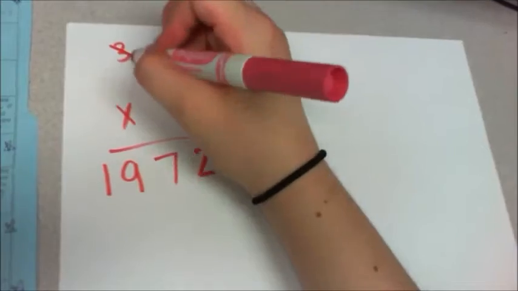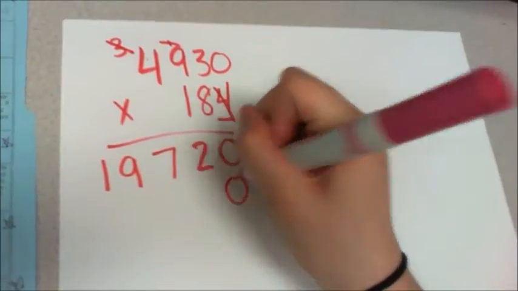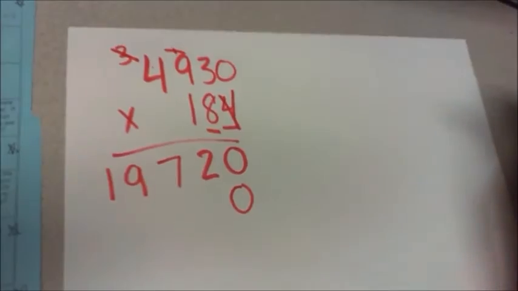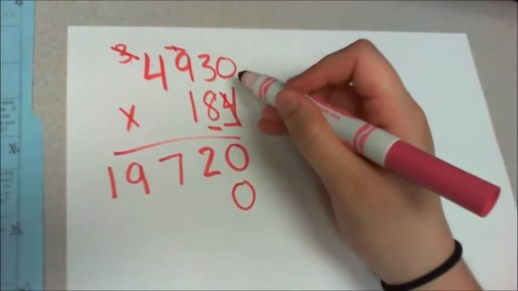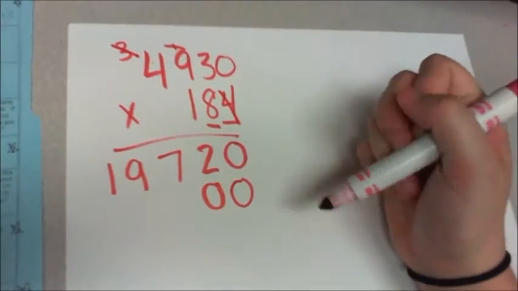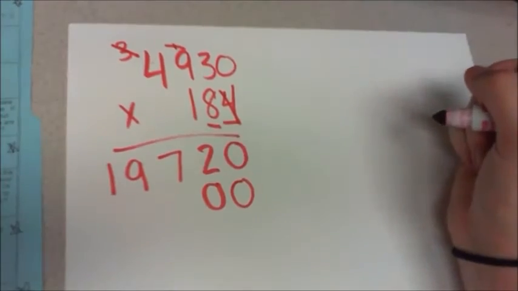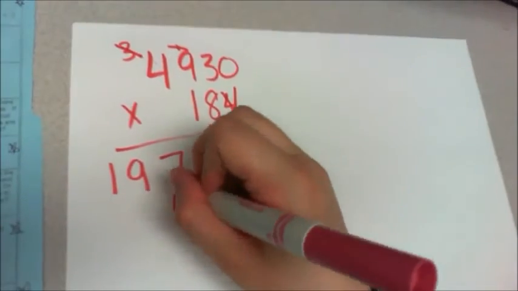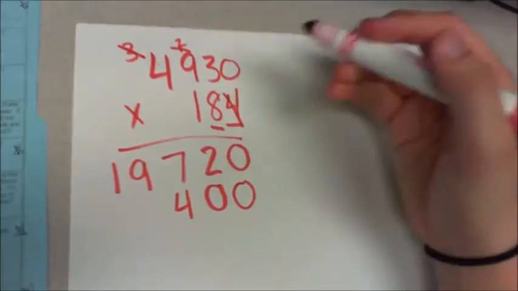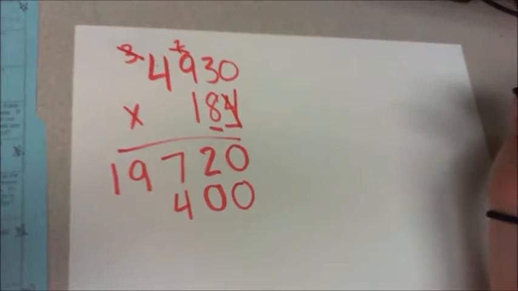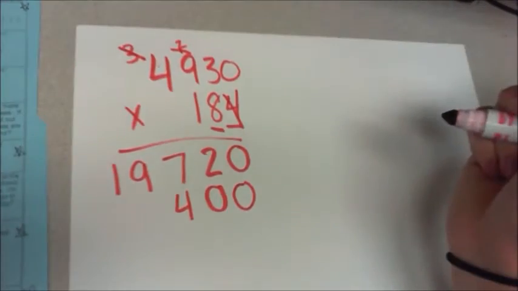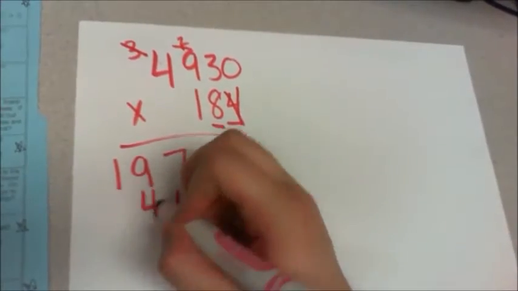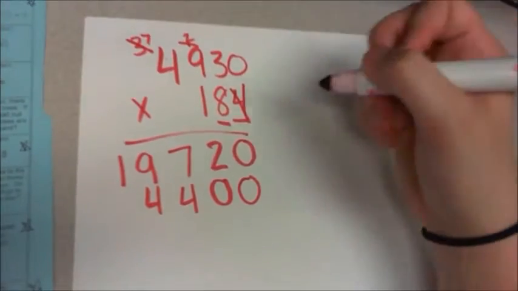Cross off the old. Add your placeholder 0 and start with that 8 now. 8 times 0 is 0. 8 times 3 is 24. Carry the 2. 8 times 9 is 72 plus 2 is 74. Carry the 7.